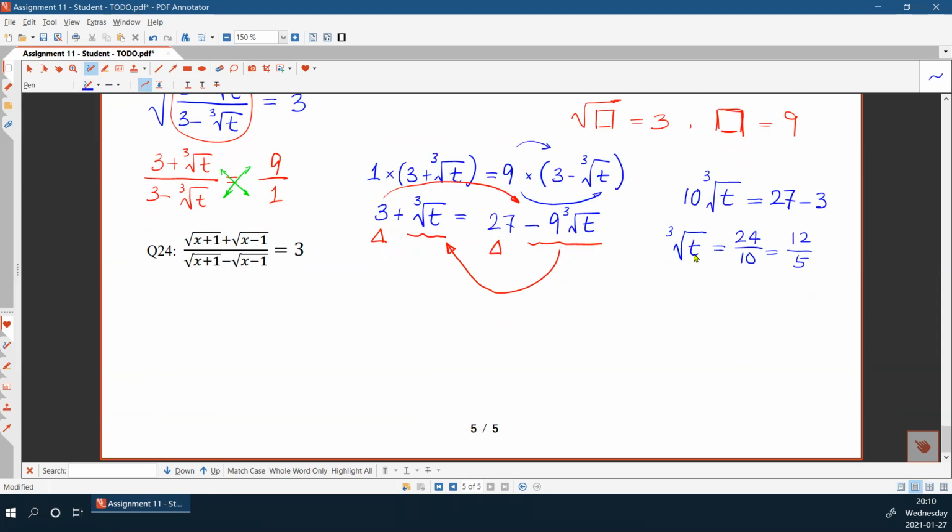So you know that the cube root of a number is 12 over 5. What is this number? Of course, this number is 12 over 5 raised to the third power, right?